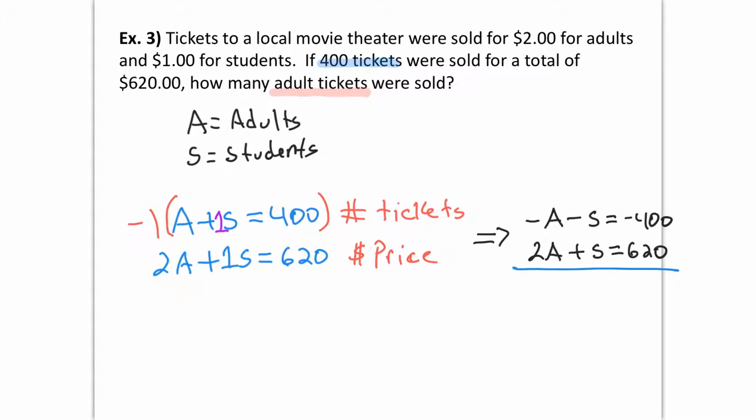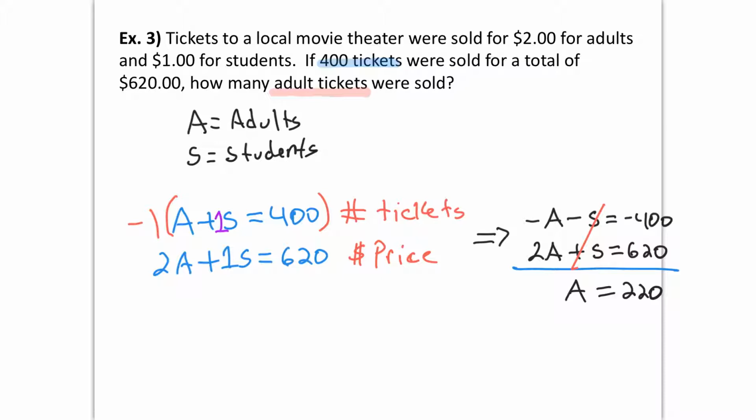So I'm going to add the 2 equations, cancel. Negative a plus 2a, that's 1a. And on the other side, negative 400 plus 620, 220. And that is the answer.